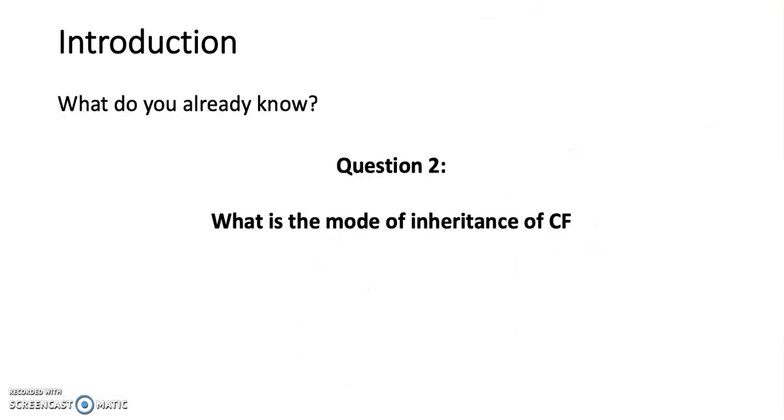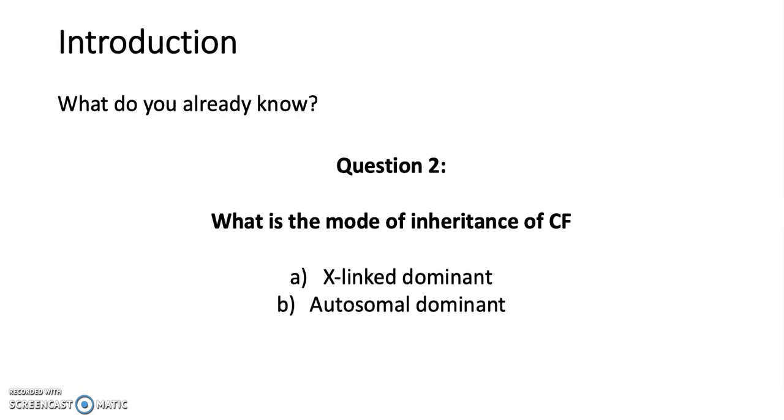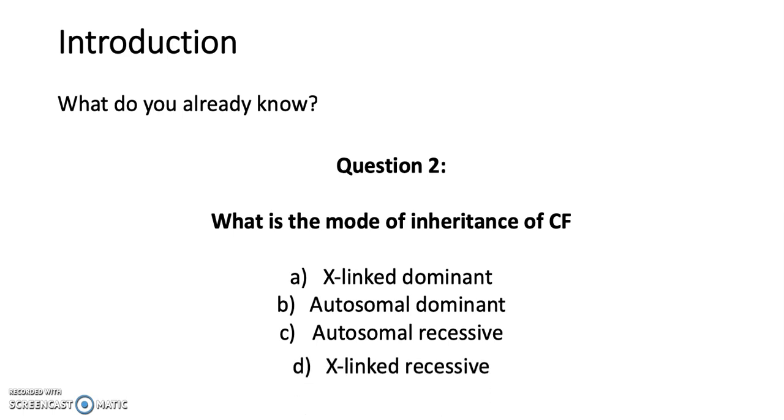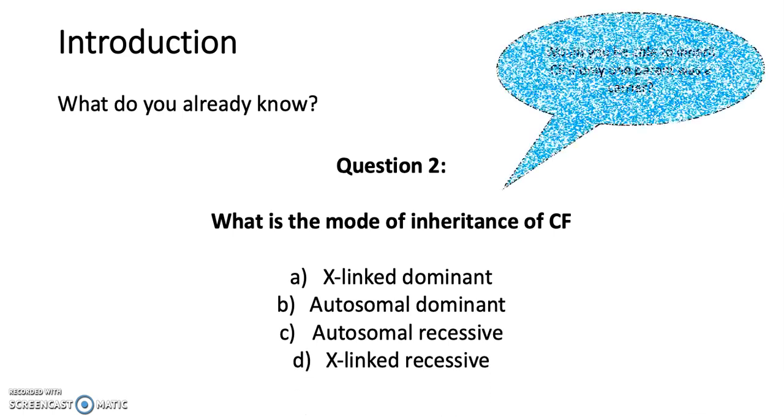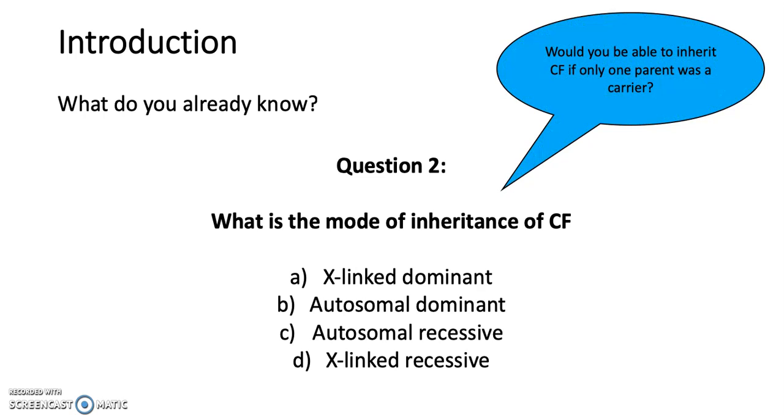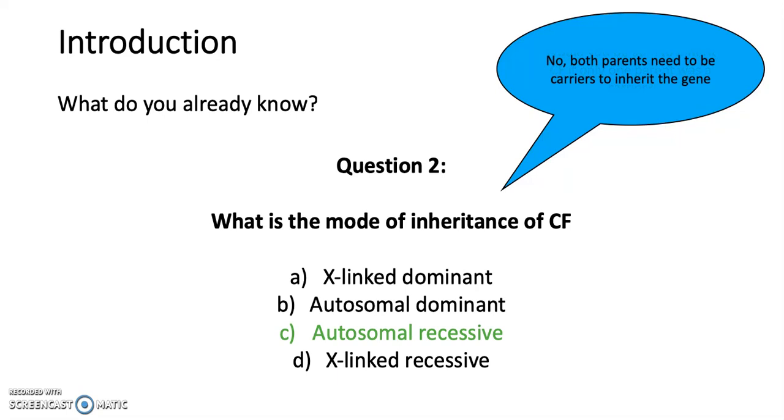Question 2. What is the mode of inheritance of CF? A. X-linked dominant, B. Autosomal dominant, C. Autosomal recessive, or D. X-linked recessive. Would you be able to inherit CF if only one parent was the carrier? The answer is no. Both parents need to be carriers to inherit the gene. It's carried through autosomal recessive.